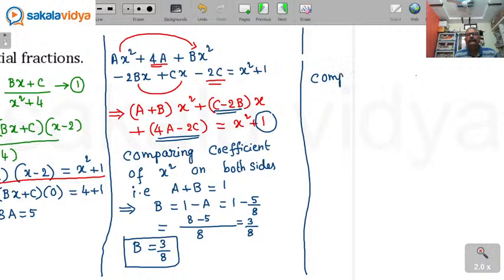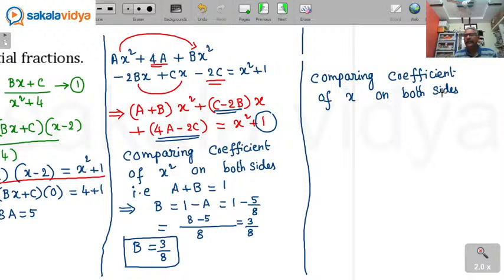Comparing coefficient of x on both sides. So on comparing coefficient of x on both sides, what do we get here? That is c minus 2b equals 0. We need the c value. c equals 2b.